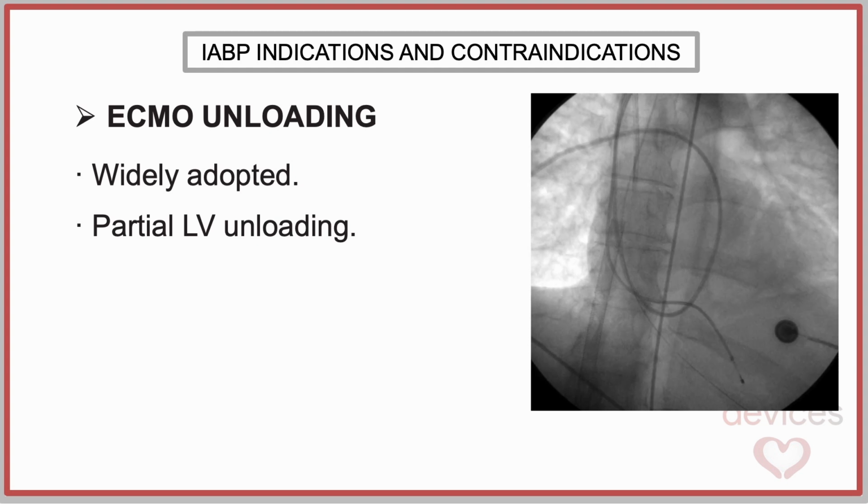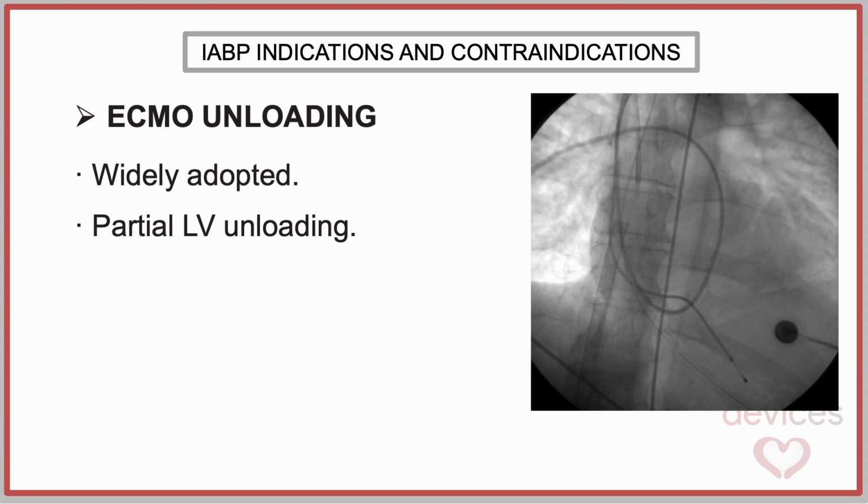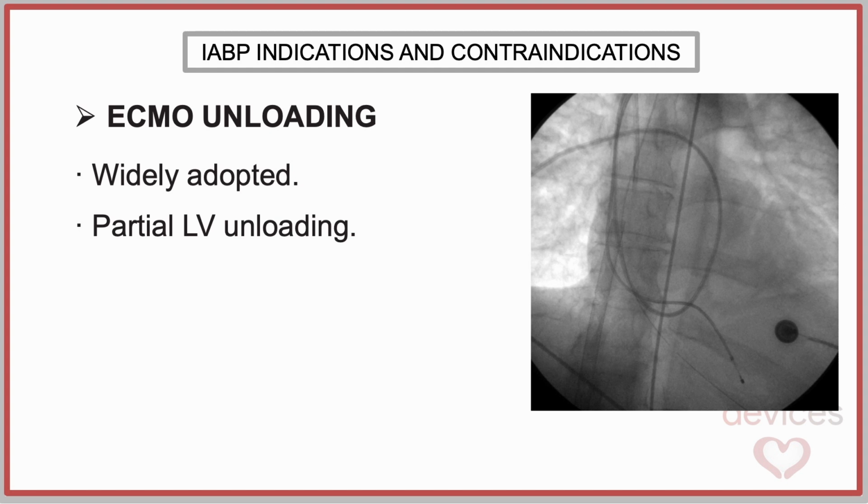The other widely adopted off-label indication for the intra-aortic balloon pump is its use as a left ventricular unloading strategy during veno-arterial ECMO support. Although the intra-aortic balloon pump was not originally designed for use in combination with veno-arterial ECMO, its off-label application in this setting has gained increasing interest.